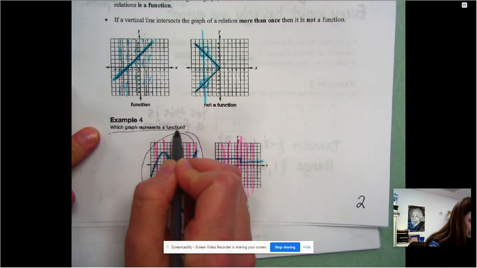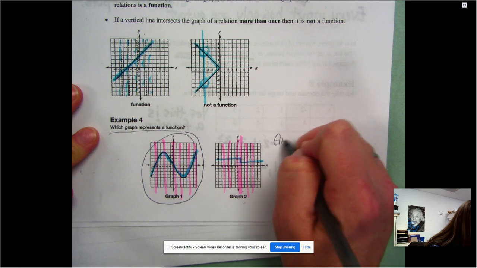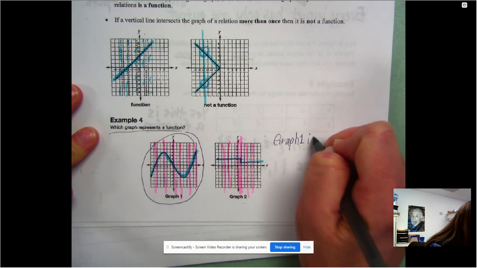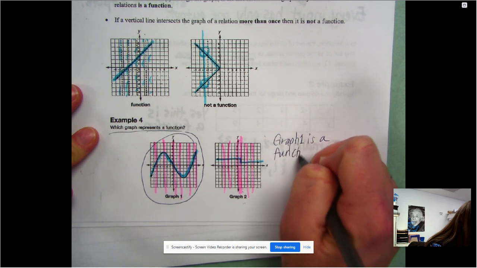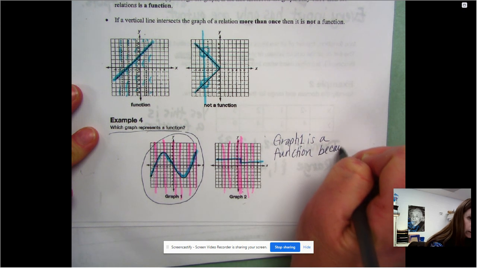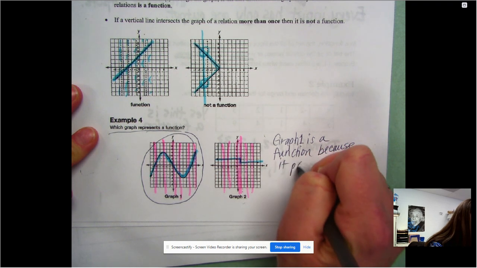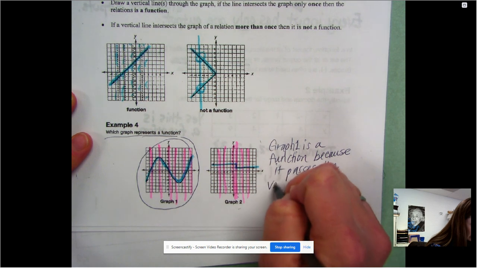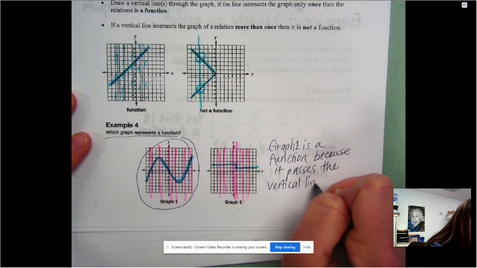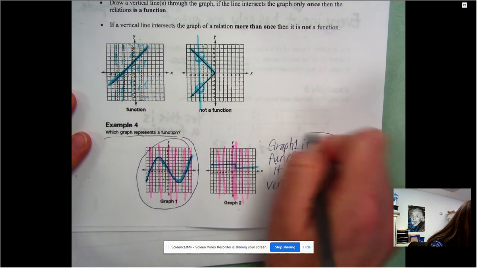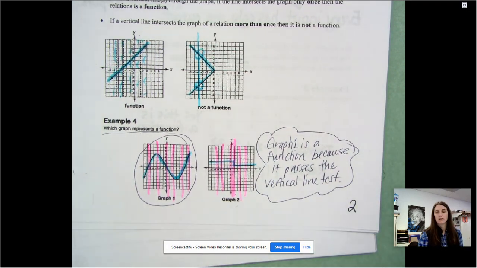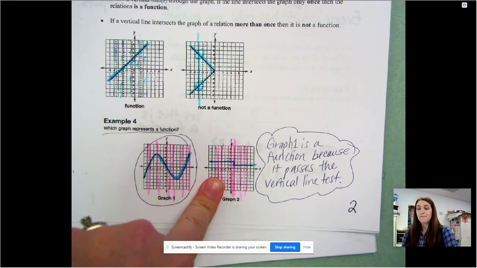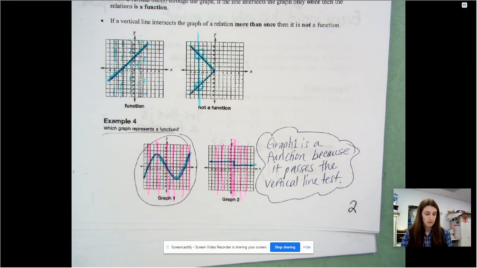So we are going to circle graph 1. It says which graph represents a function. And we can say graph 1 is a function because, and this will be your reasoning, it passes the vertical line test. Then we can say about this one, it fails the vertical line test.